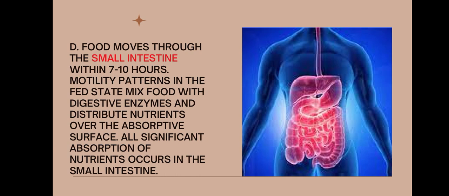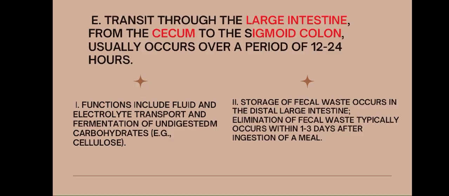D. Food moves through the small intestine within 7 to 10 hours. Motility patterns in the fed state mix food with digestive enzymes and distribute nutrients over the absorptive surface. All significant absorption of nutrients occurs in the small intestine.